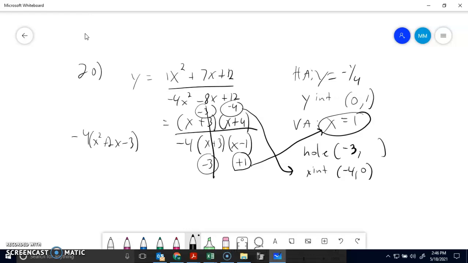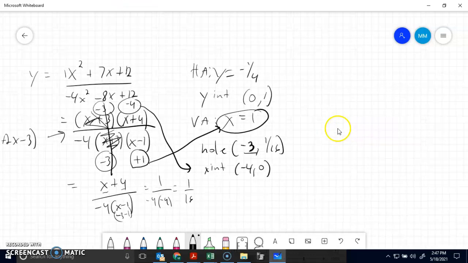Now I do need to get the y value of the hole. So when I take this and reduce this equation, the x plus 3's cancel, leaving x plus 4 over negative 4 times x minus 1. When I plug negative 3 in, negative 3 plus 4 is 1. Negative 4 times negative 3 minus 1 is negative 4. What I'm getting is 1 over 16. So at 1/16 is my hole.